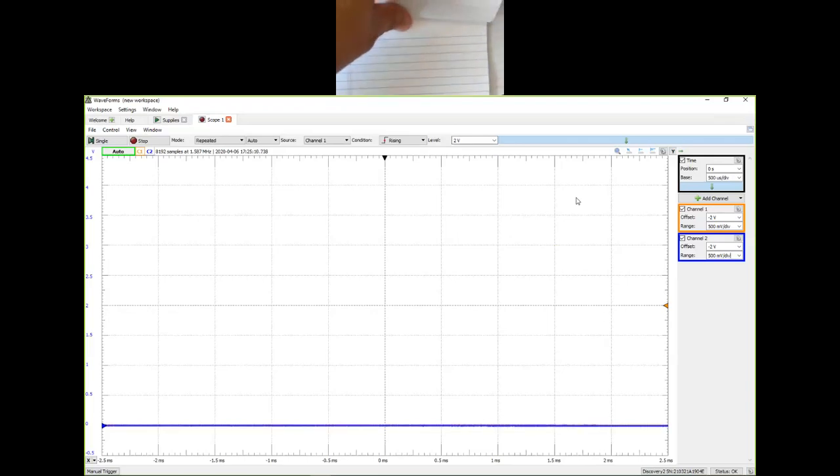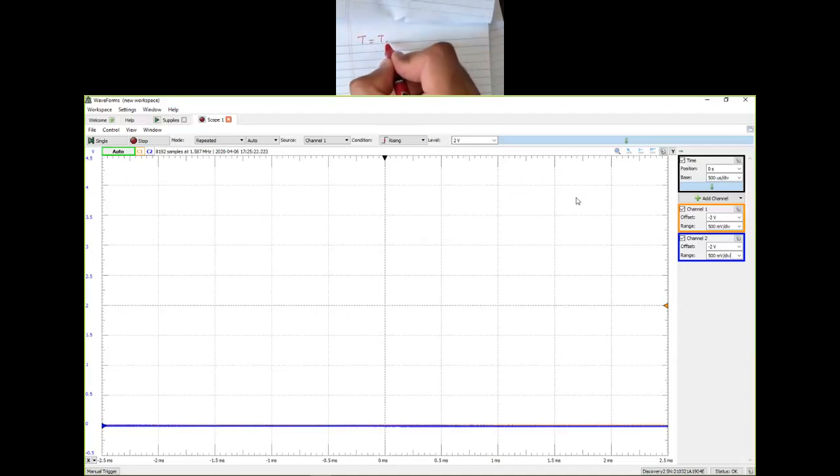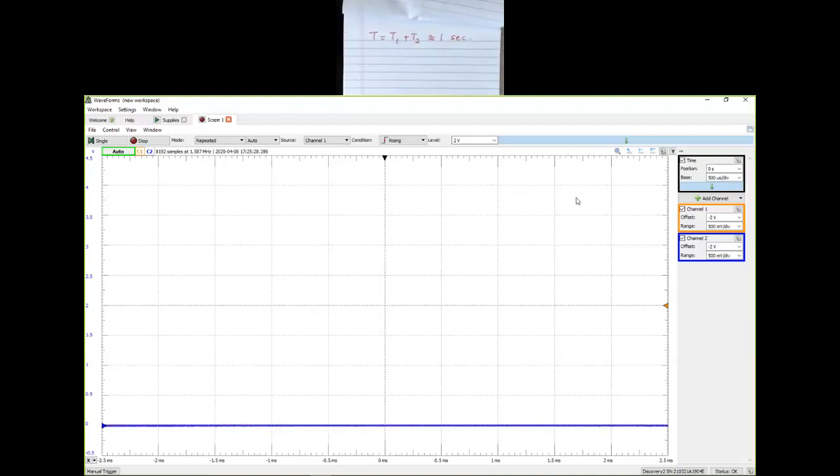So let's see. I hope that is visible. I need a time period of 1 second. So T, which is essentially T1 plus T2, I need that to be about 1 second. So I still need to use the same R1 and R2 values. T1 earlier was derived as 0.693 times R1 plus R2 times C1. R1 is 1.8K, R2 in the design is 6.8K, and I need to find C1.